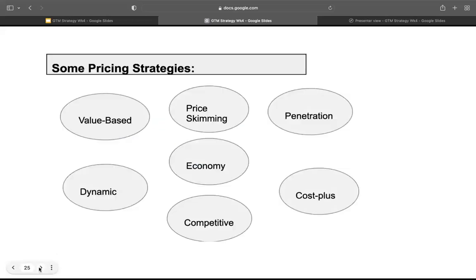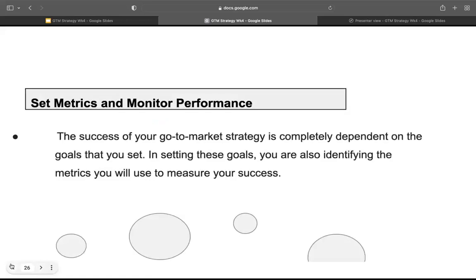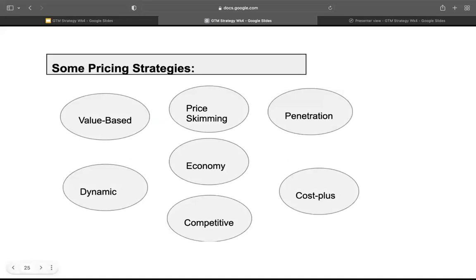That's for your experimentation and user research. So some pricing strategies: value-based, price scheming, penetration, dynamic, economy, competitive, cost plus. For value-based, I think I talked about this yesterday. If your product has value, definitely, you want to increase the price because you know that the product they are getting is value packed.